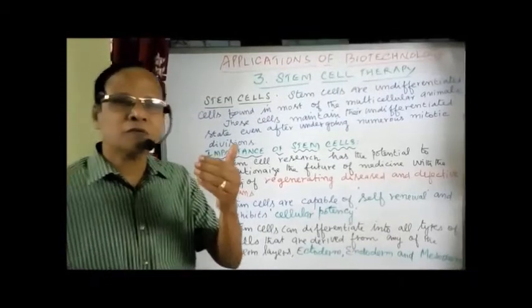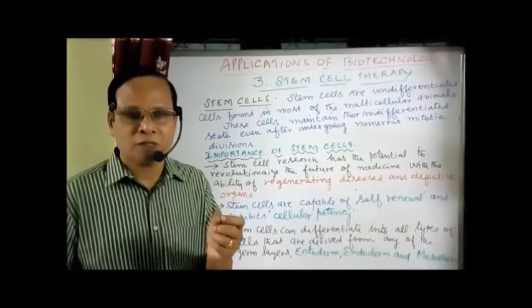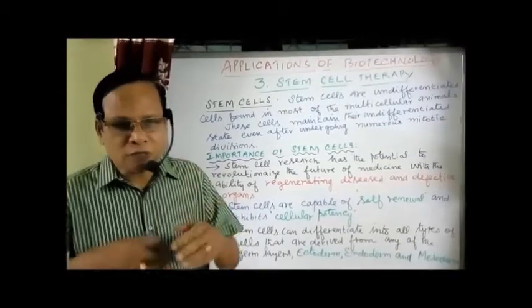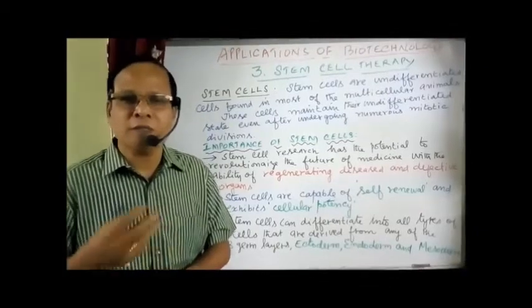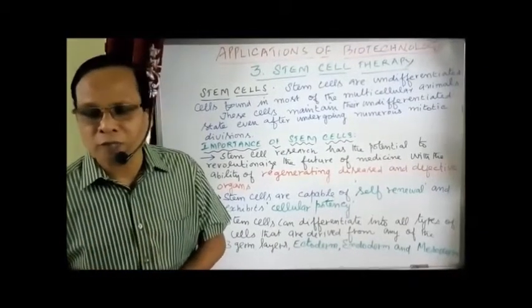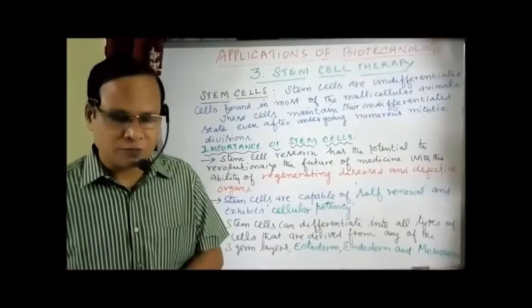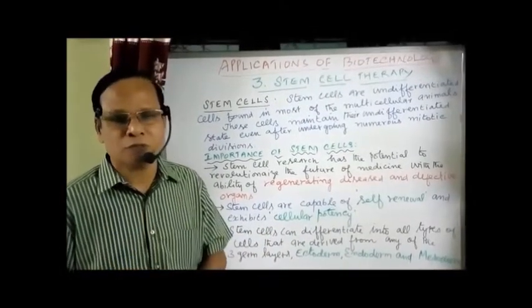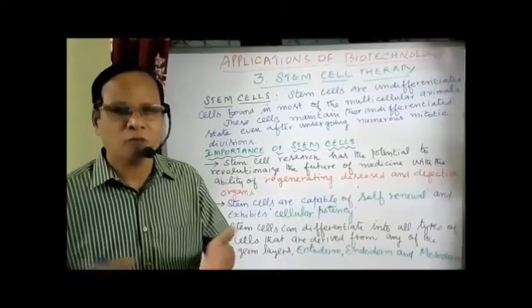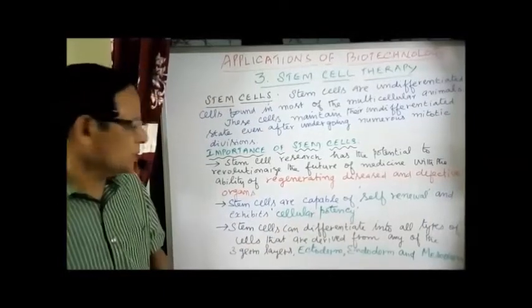And also they have cellular potency. Cellular potency means they have the potential to generate either different types of cells, or many types of cells, or only one type of cell, or a few types of cells. They have the ability to produce different types of cells, or only one type of cell, or the entire organism. That is called cellular potency.